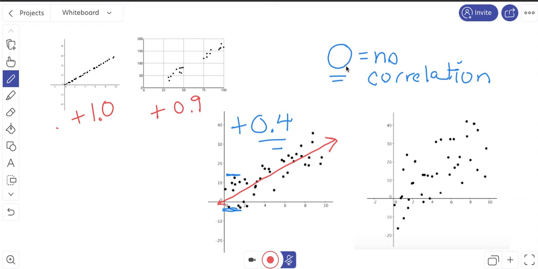That means 0.4 is getting pretty close to 0, when 1 is the strongest relationship I can have. A 1 is my strongest relationship. 0 is my least strong relationship. That means this graph, a positive 0.4, is showing that it's going positive, but it's not a very strong relationship. Now, it clearly has some relationship because I could make a general prediction, but it's not going to be very accurate.